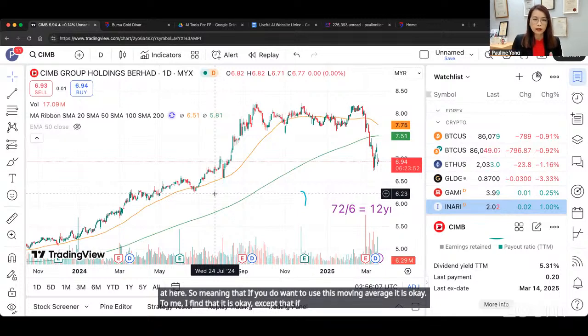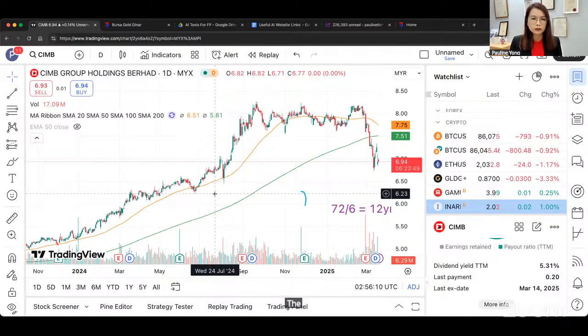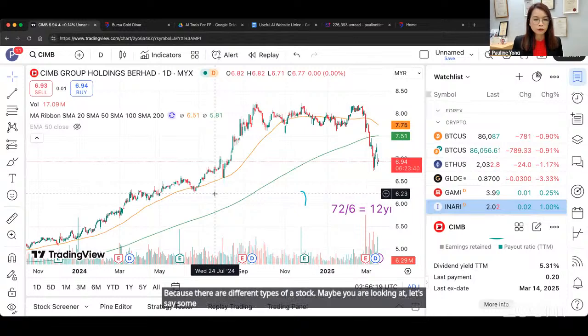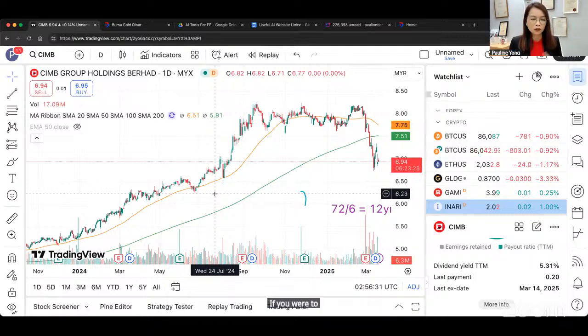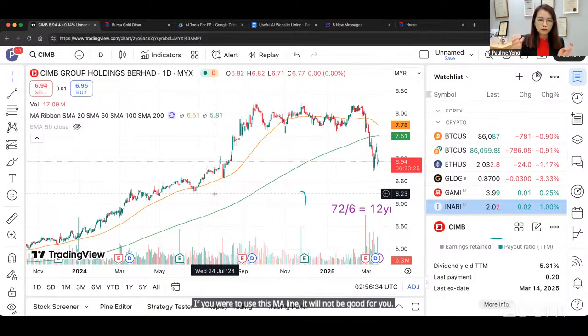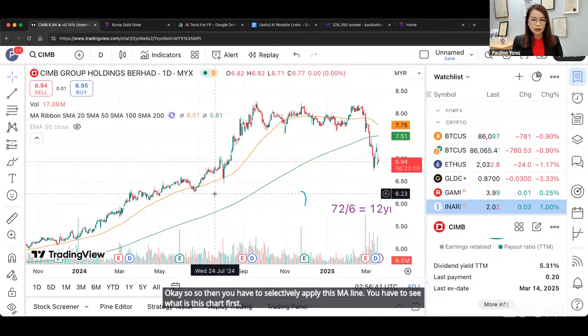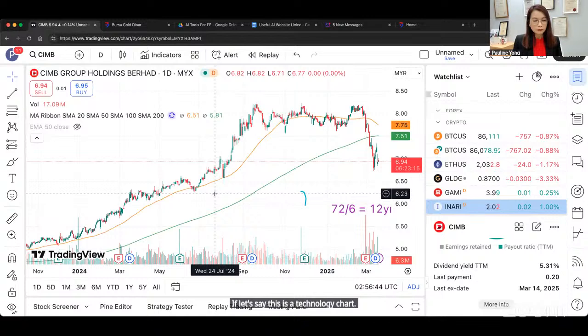that if you are looking at a chart that is a very slow moving chart, because there are different types of stock. Maybe you are looking at some REITs. Some of the REITs are always the same price, it doesn't change. So if the stock itself doesn't change, and it's long term, horizontal like that, then of course if you use this MA line, it will not be good for you. So you have to selectively apply this MA line. You have to see what this chart is first. If this is a technology chart, maybe it is more suitable for the MA. So you have to see accordingly.